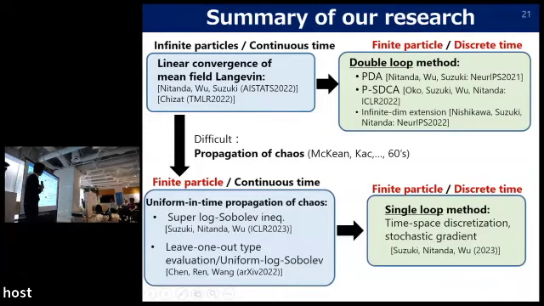Instead of an infinite-width network, we consider finite neural networks and discrete-time dynamics. We can construct new methods with a convergence guarantee. PDA is the particle dual averaging method, and PSDCA is the particle stochastic dual coordinate ascent method, which shows exponential convergence. We have also proposed an infinite-dimensional extension of this method. These are fast methods that achieve polynomial-order convergence of the mean field dynamics.